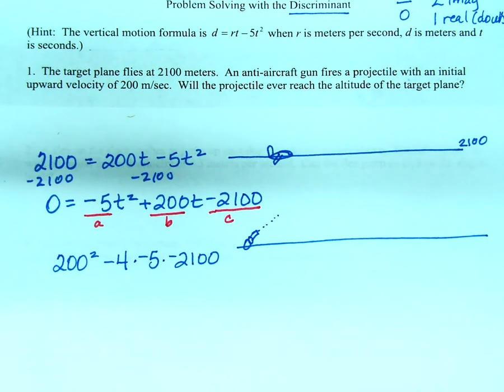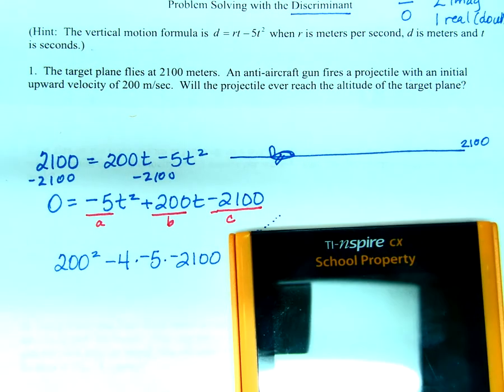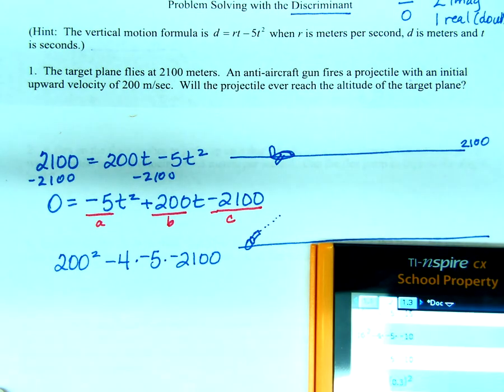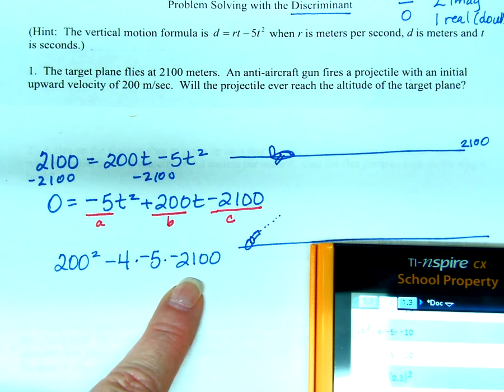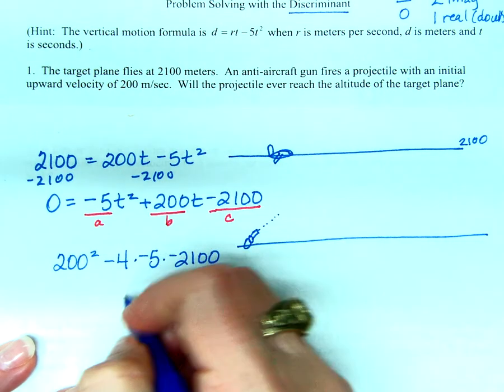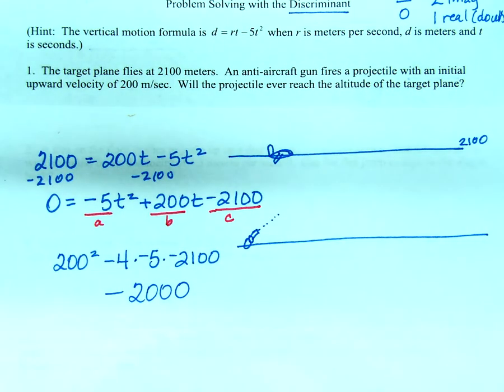Now, I see the looks I'm getting, okay? Because some of you are like, why didn't we take out a greatest common factor? Guys, that's a very fair question, okay? But I'm not trying to solve this. I'm just trying to find the discriminant. And I know all I'm going to do is punch in the calculator, and the calculator doesn't care how big the numbers are. Okay? So I'm going to say 200 squared minus 4 times negative 5 times negative 2100. I got negative 2,000. Negative 2,000 is the answer to the algebra.